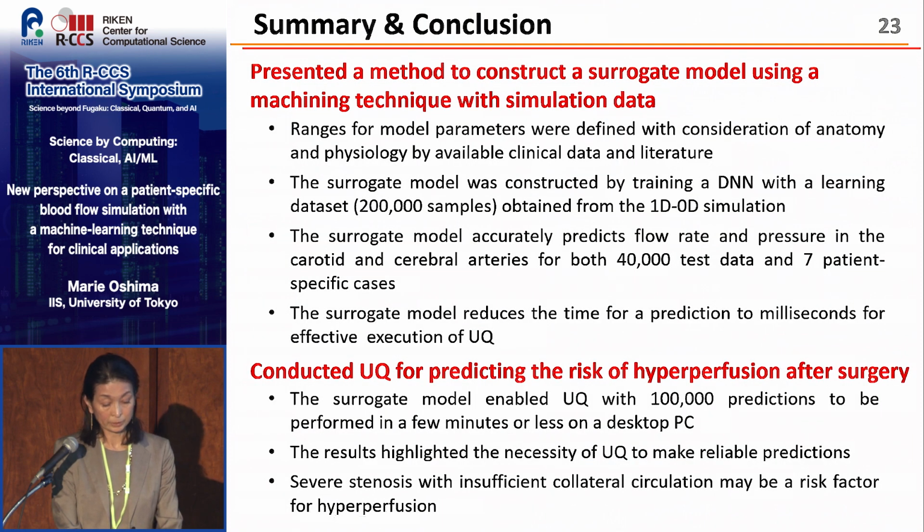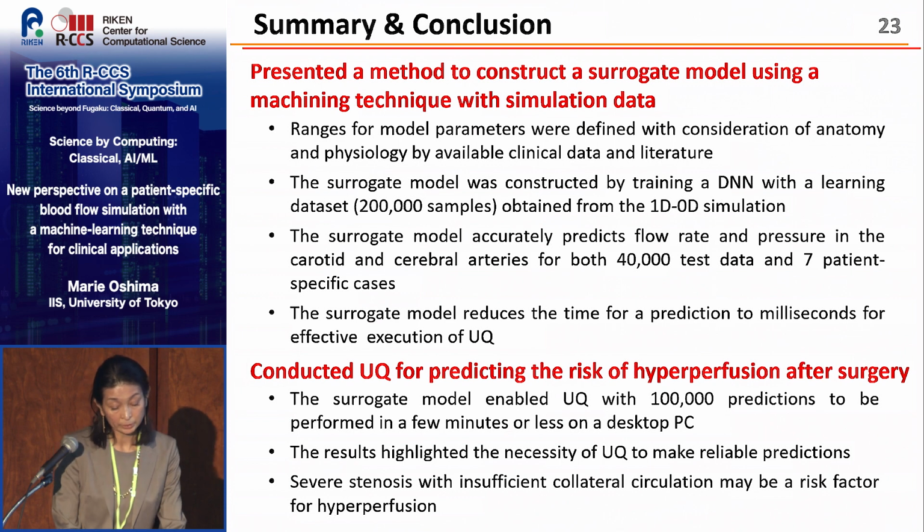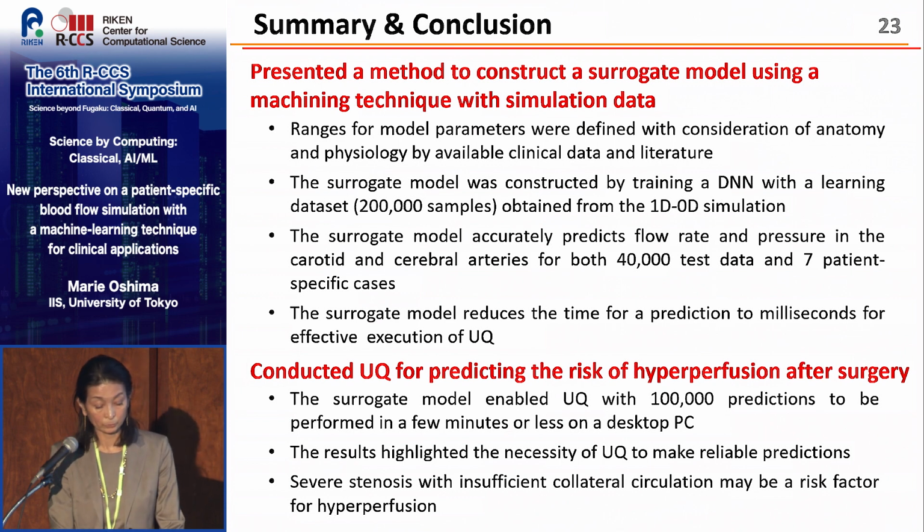Let me summarize our study. We presented a method to construct a surrogate model using a machine learning technique with simulation data. We also conducted uncertainty quantification for predicting the risk of hyperperfusion. And as I explained, we can predict the risk of CHS as a medical doctor diagnoses.